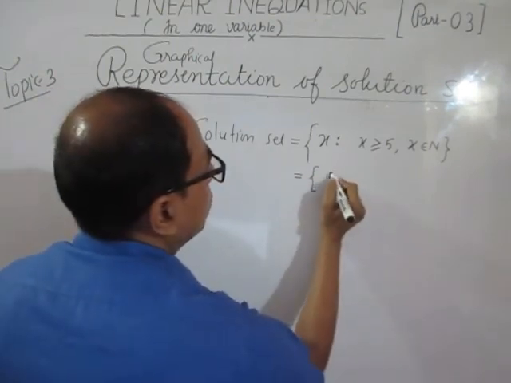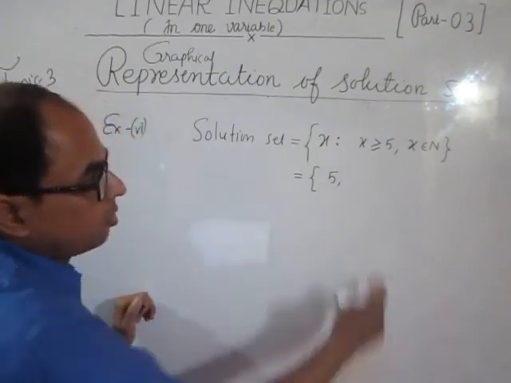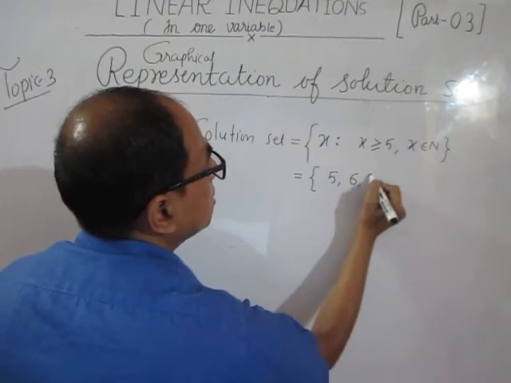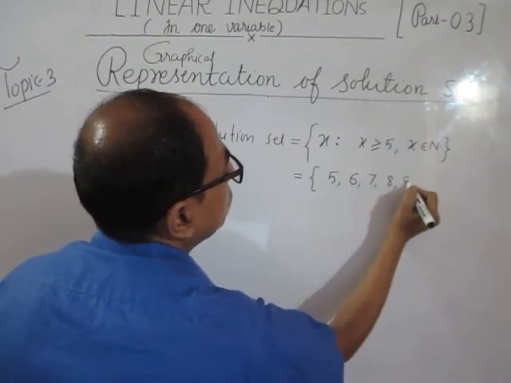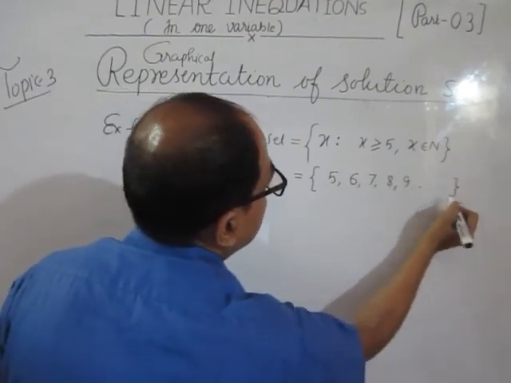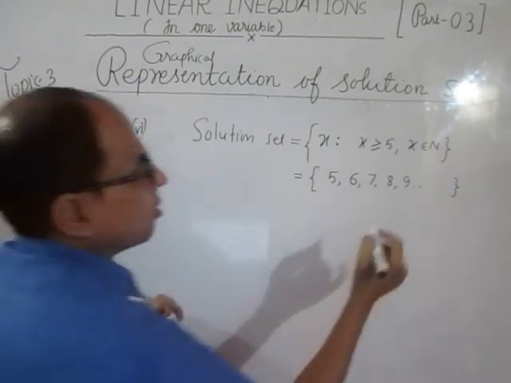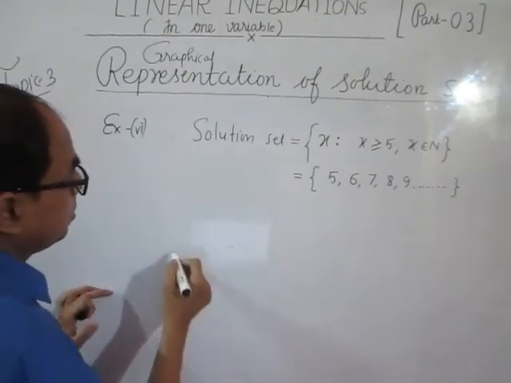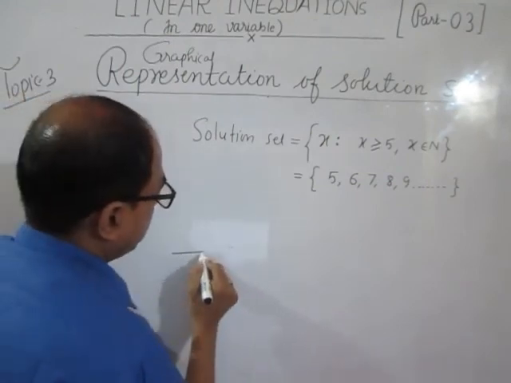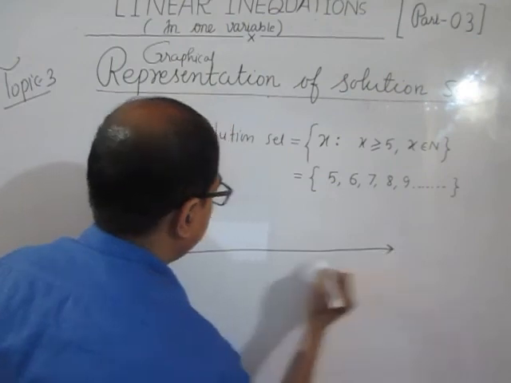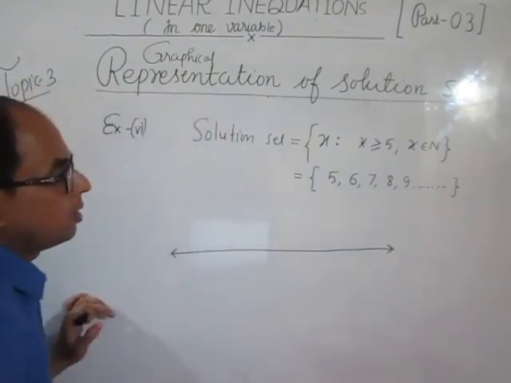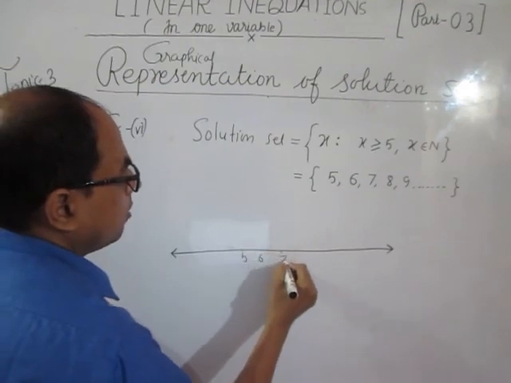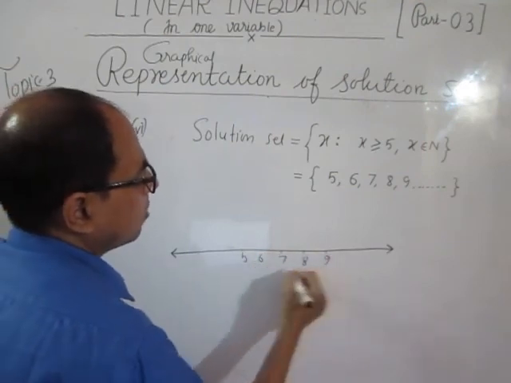So the first natural number will be 5 because x is equal to 5 also. Then the next natural numbers will be 6, 7, 8, and so many natural numbers are there. So put here dot dot dot. It means many natural numbers are there. Now we have to represent all these on a number line. So draw a number line, put arrow at both ends. Now write here 5, 6, 7, 8 and write some numbers.